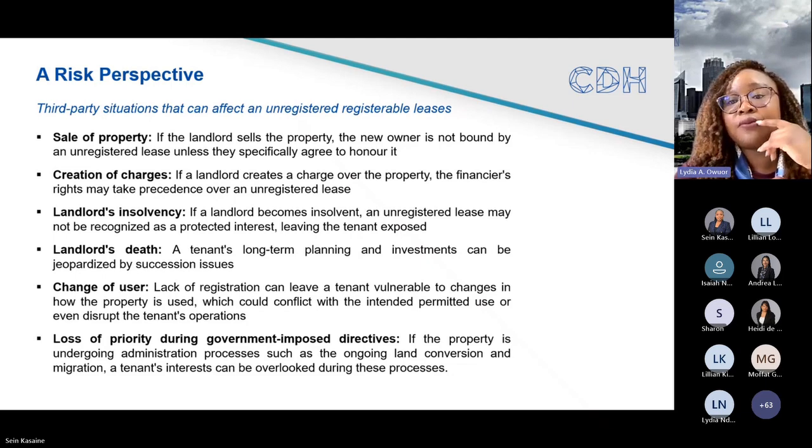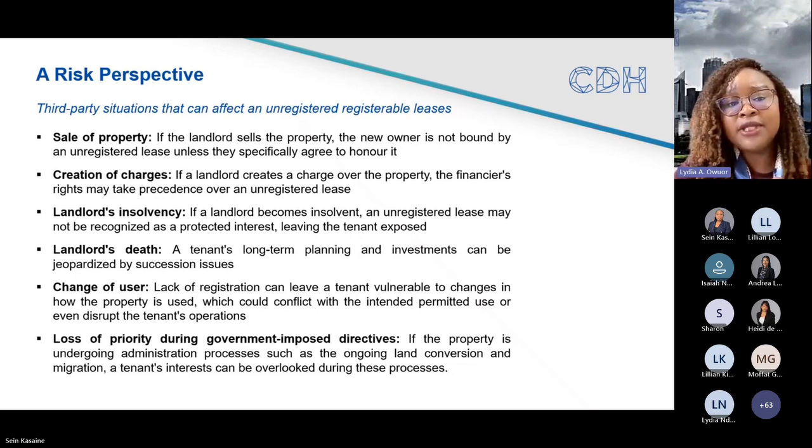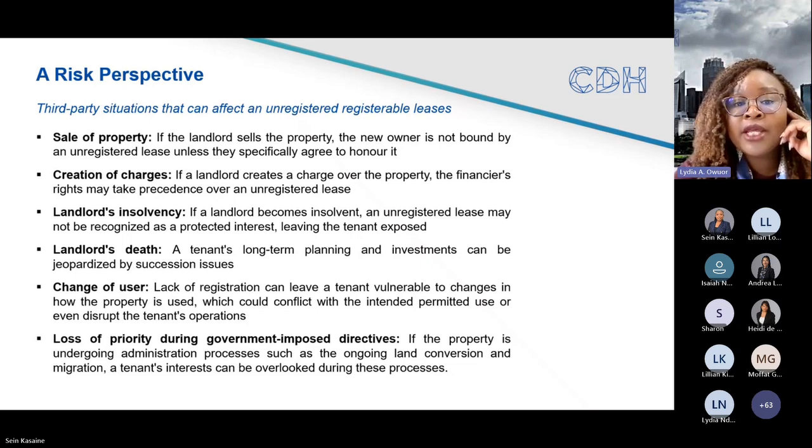as office premises, then we would flag it as an issue if the permitted use in that area is residential, private dwelling, because there's no correlation and there's exposure there, different conversation. But what I'm saying is that lack of registration can leave a tenant exposed to the changes in how the property is used. And what this means is that it could conflict with the intended permitted use or even disrupt the tenant's operations.